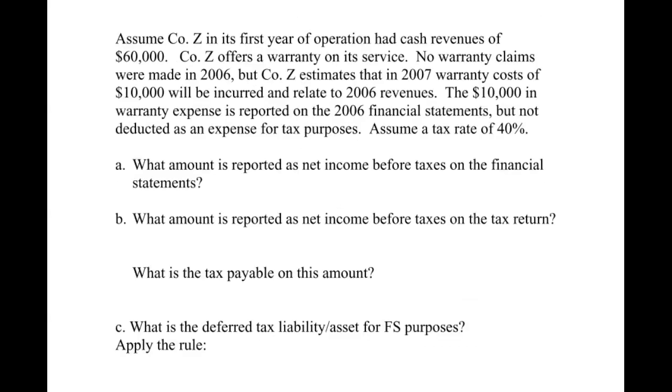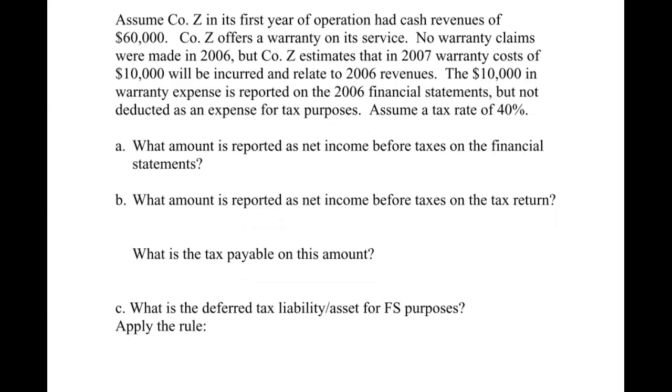Excuse me. And let's do another example that's going to end up with an asset. All right, so we've got a company here. This is dealing with warranties. All right, so they had cash revenues of 60. So that means we're not worried about like we had in the previous example because it's all in cash. All right, you can see here they offer a warranty on their service. All right, so no warranty claims were made in 2006. But they estimate that 2007 warranty costs of $10,000 will be incurred that relate to the 2006 revenues.